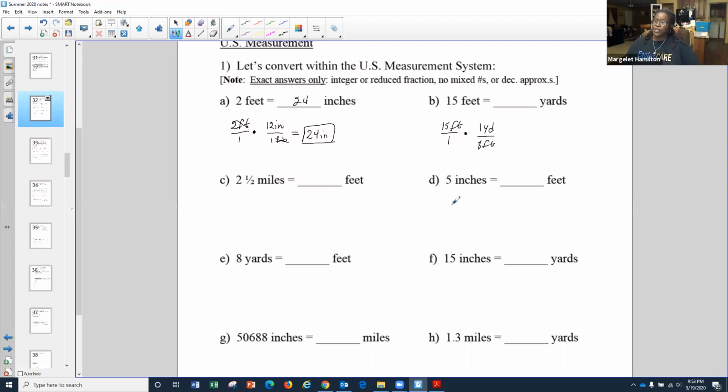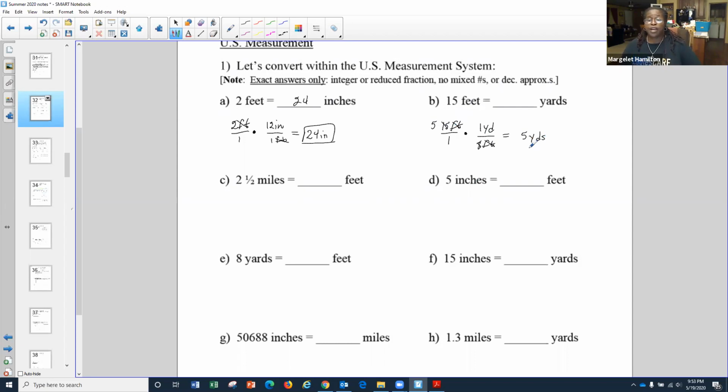All right, once we get our conversion all written out, now we can go ahead and start canceling. So we have our feet cancel. Feel free to cancel your numbers here if you see that. Here I see that 3 can cancel into 15. 3 goes into 15 5 times. That leaves me 5 times 1 is 5, 5 yards.